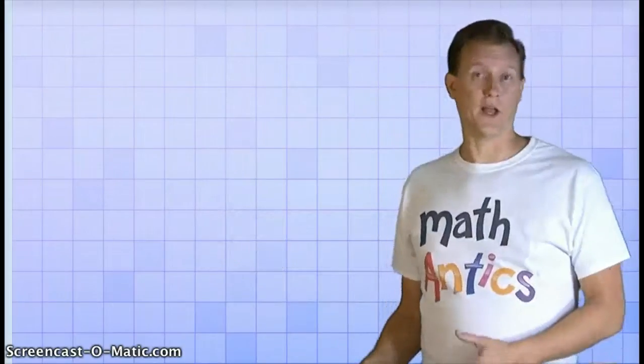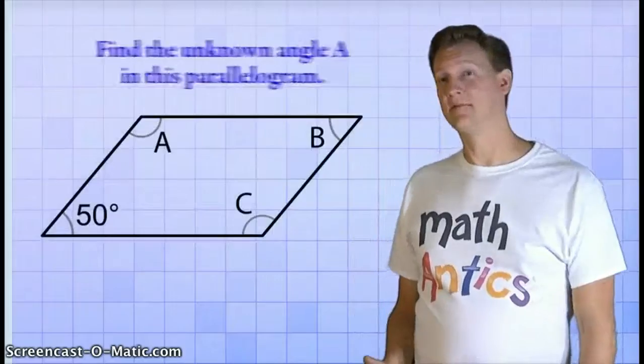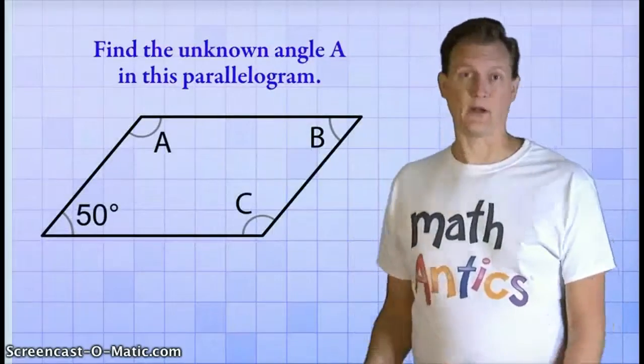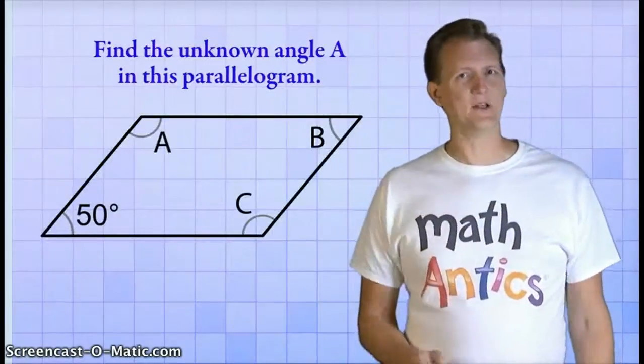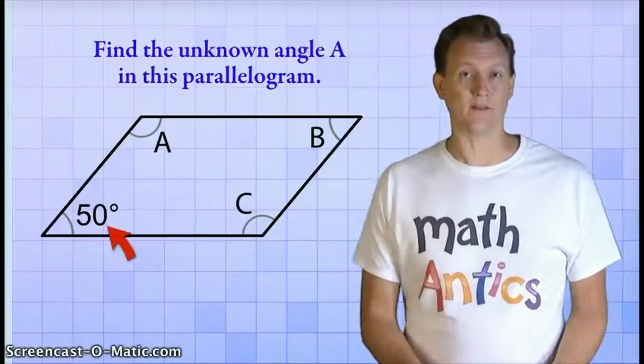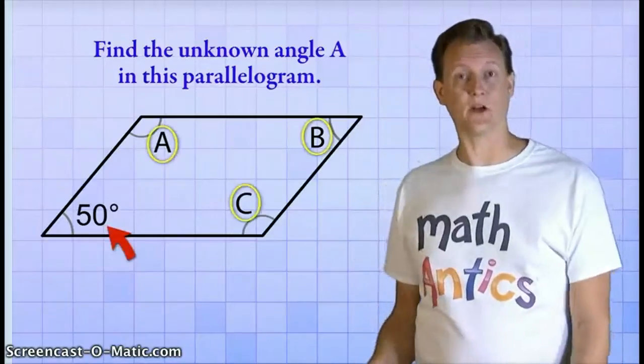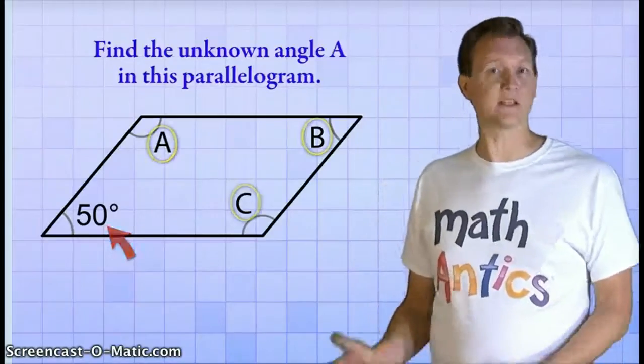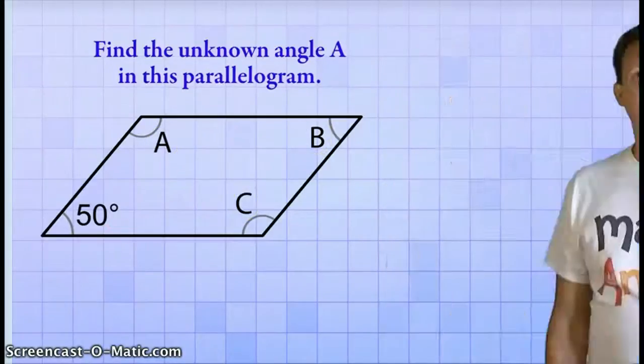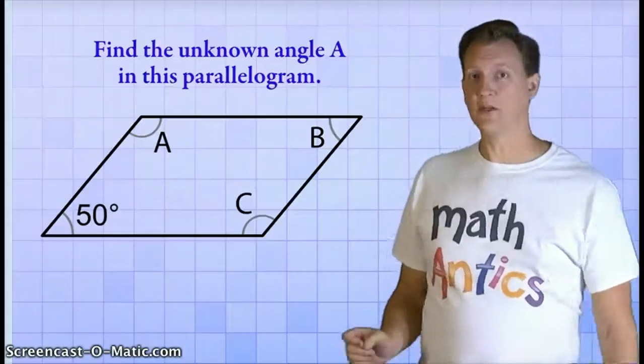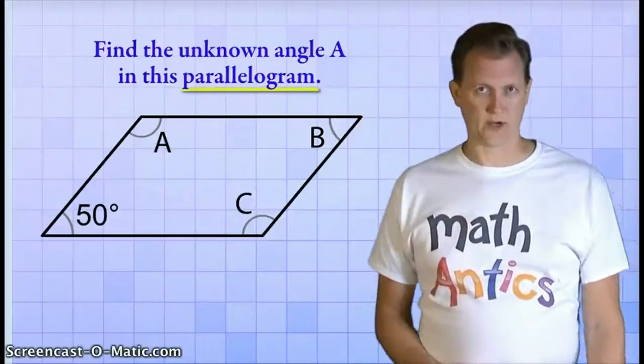Let's look at one more unknown angle problem that's a little tricky. This problem asks us to find the unknown angle A in a parallelogram. But it looks like they only told us what one of the angles is, and the other 3 are unknown. So how can we possibly figure this one out? To solve this problem, we need to know an important fact about parallelograms.